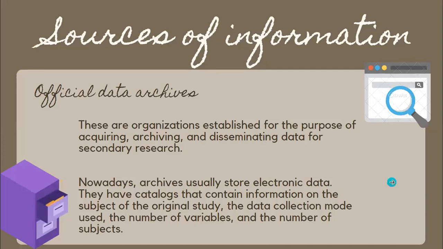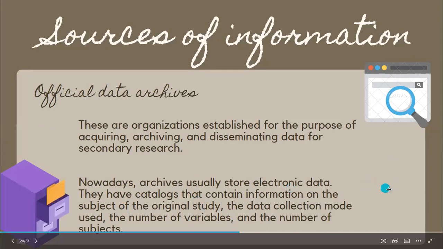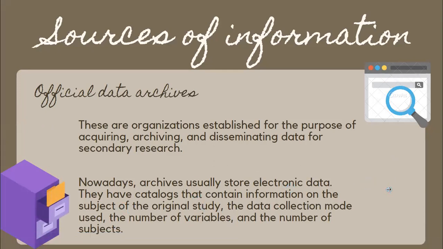We have the sources of information, as I was saying before, the official data archives. These are organizations established for the purpose of acquiring, archiving, and disseminating data for secondary research. Nowadays, archives usually store electronic data, which is really good because we live in a digital era. And they have catalogs that contain information on the subject of the original study, the data collection mode used, the number of variables, and the number of subjects.